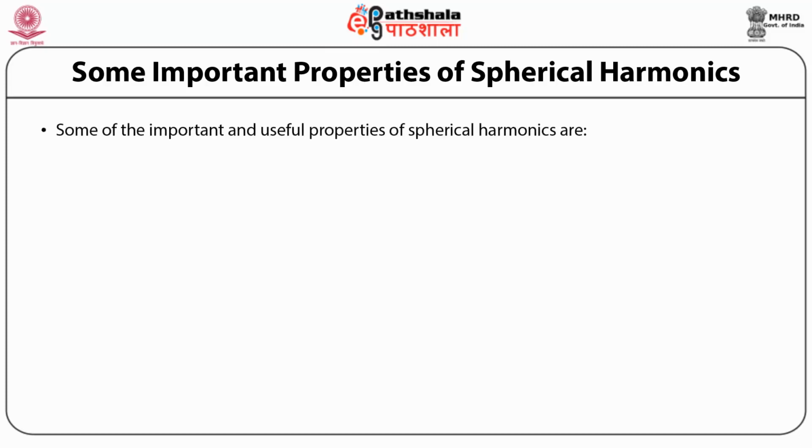Some of the important and useful properties of spherical harmonics are Ylm of theta phi is equal to minus 1 raised to power m Yl minus m star theta phi. This is equal to minus 1 raised to power m Ylm of minus theta minus phi.